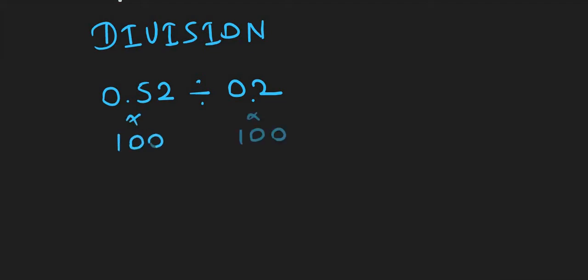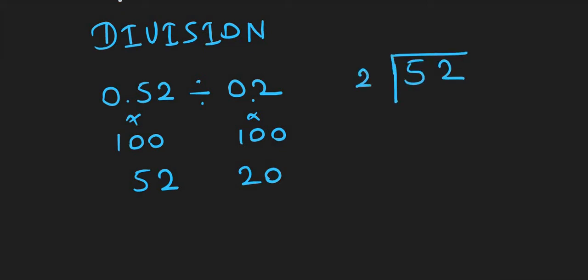Okay, we are going to divide 0.52 by 0.2. Now the easiest way to do it is to multiply both the numbers by 100. 0.52 multiplied by 100 is 52. 0.2 multiplied by 100 is 20. Now we can use the normal division and divide 52 by 20.